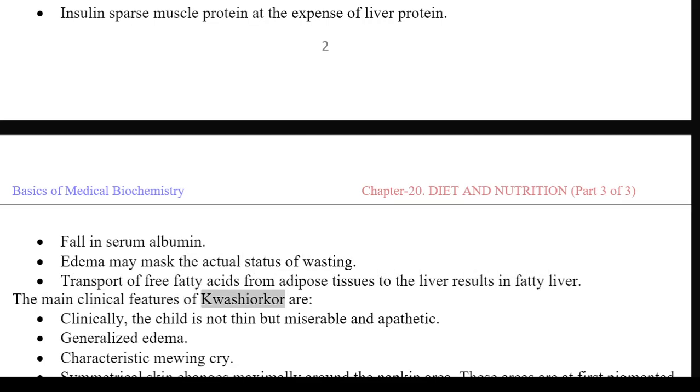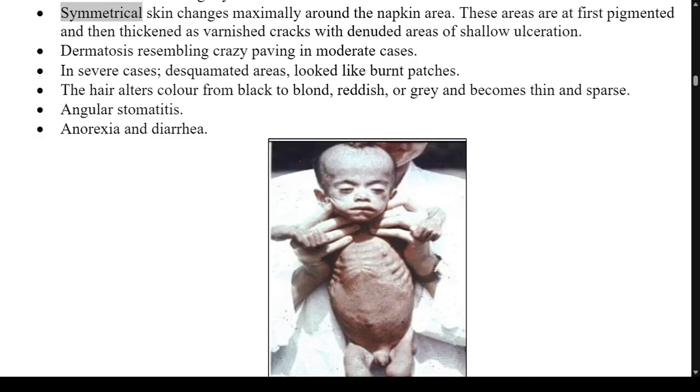The main clinical features of kwashiorkor are: clinically, the child is not thin but miserable and apathetic. Generalized edema. Characteristic mewing cry. Symmetrical skin changes maximally around the napkin area. These areas are at first pigmented and then thickened as varnished cracks with denuded areas of shallow ulceration. Dermatoses resembling crazy paving in moderate cases. In severe cases, desquamated areas look like burnt patches. The hair alters color from black to blonde, reddish, or gray and becomes thin and sparse. Angular stomatitis. Anorexia and diarrhea.